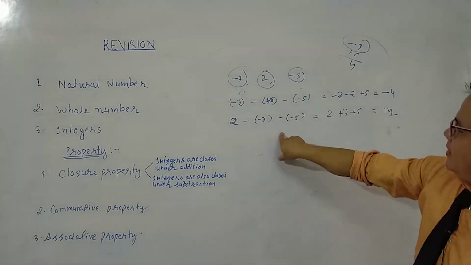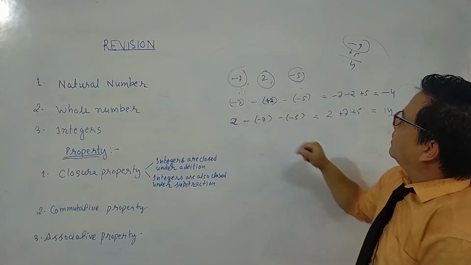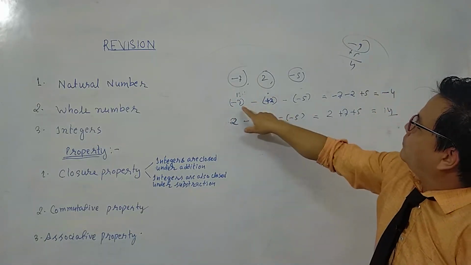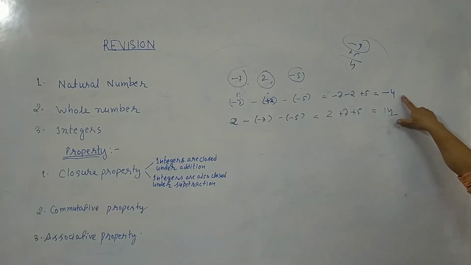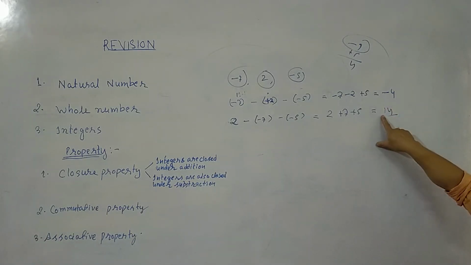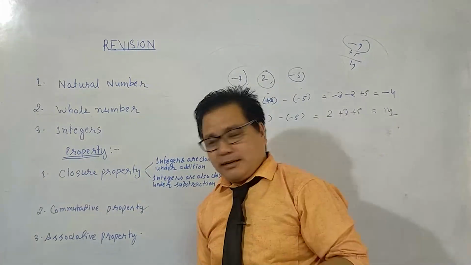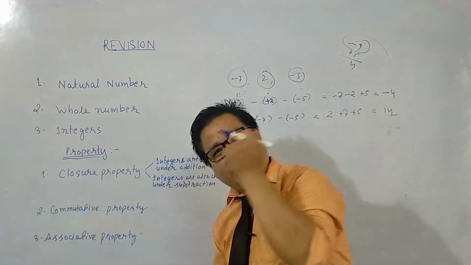Here it is totally changed now. I have changed the order of these two numbers, first and second. Then the result is totally different. See, one is minus 4 and another one is 14. Totally changed. So we can't apply it to subtraction. The commutative property cannot be applied on the subtraction of integers.